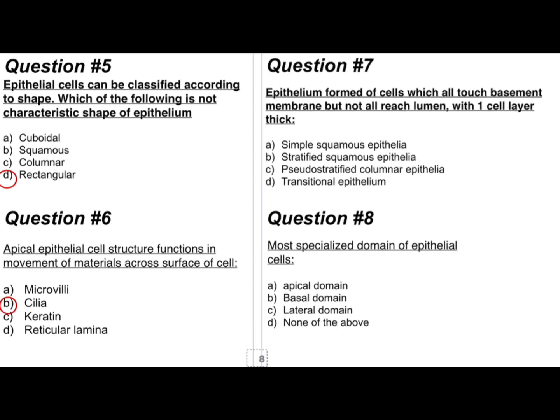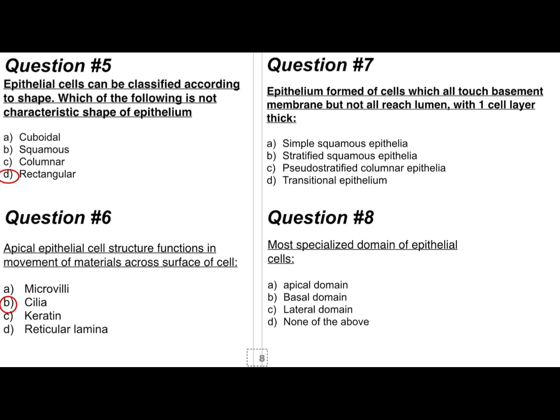Now question 7. Epithelium formed of cells which all touch the basement membrane but not all cells reach the lumen, with one cell layer thick. One cell layer thick means it's simple epithelium, and only the pseudostratified columnar epithelium is the simple epithelium where the cells are of different size. That means all the cells touch the basement membrane but not all of them reach the lumen. So the right answer here is option C.